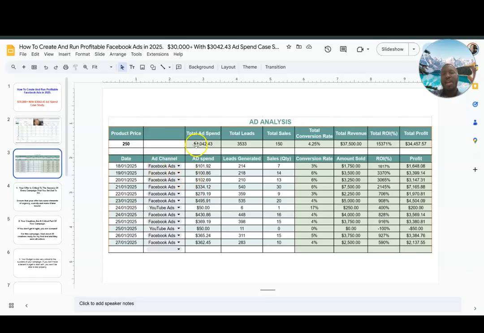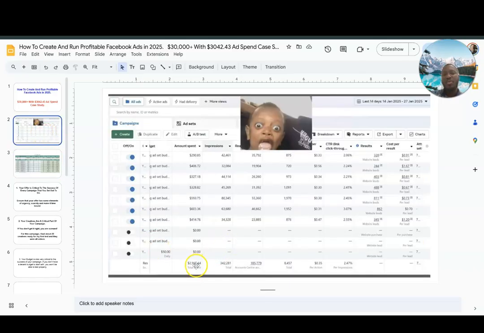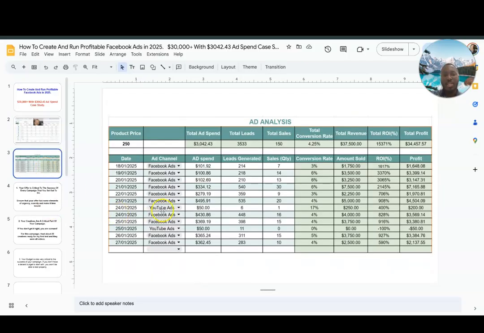But why is this $3,042 different from the $2,965, right? I'm going to clarify. So you can see on the 24th, I did a test for YouTube ads with $50, and I made one sale with it. And then on the 25th, I also did the same, but I decided to stop the YouTube ads because the size of the video wasn't kind of fitting in. So I want to get the creatives done all over again.